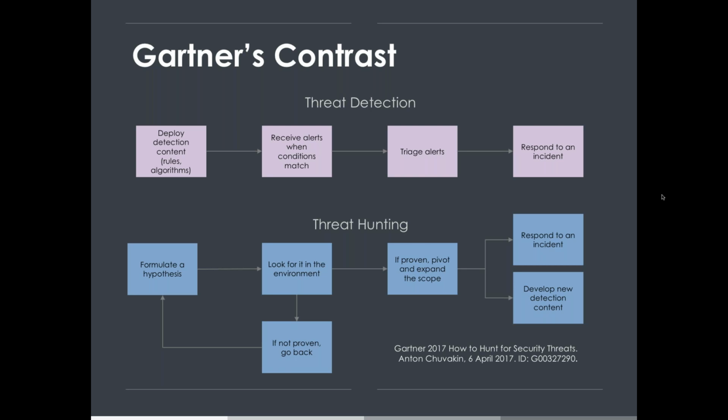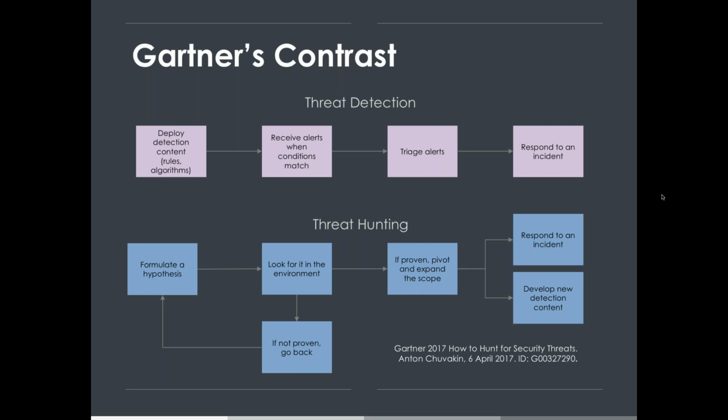Then you get into a bit of a reactive state. You're waiting to receive alerts when anything in those rules and algorithms is matched in the environment. When that happens, this isn't always a step in the process, but sometimes you go into a phase of triaging the alerts. What is the most severe? What has the widest impact? Is this a false positive? And so on. And then from there, it all moves into incident response.